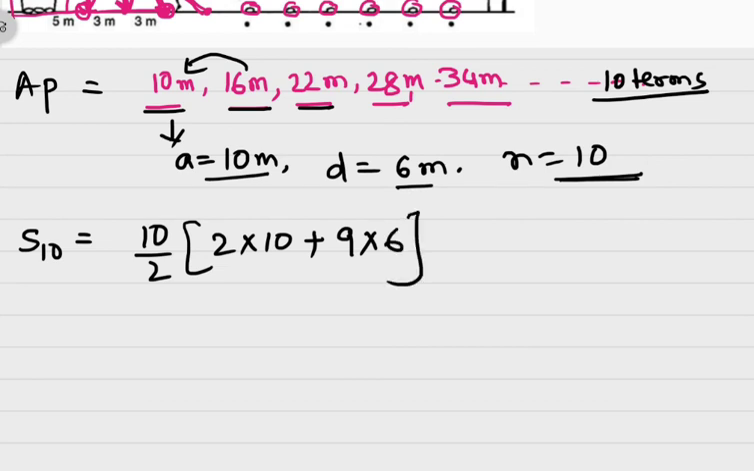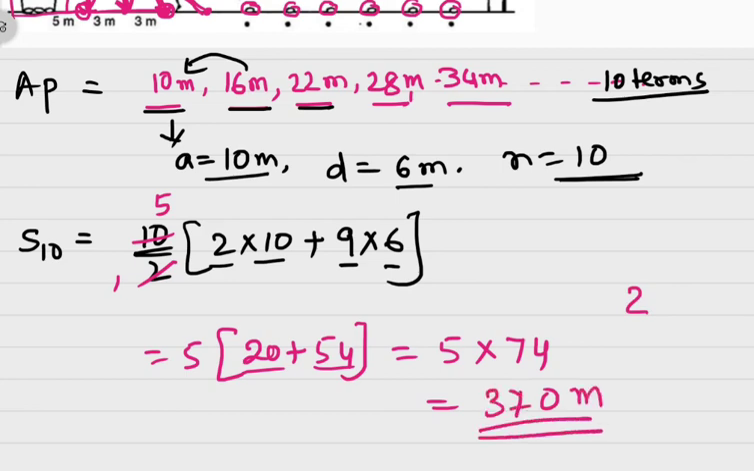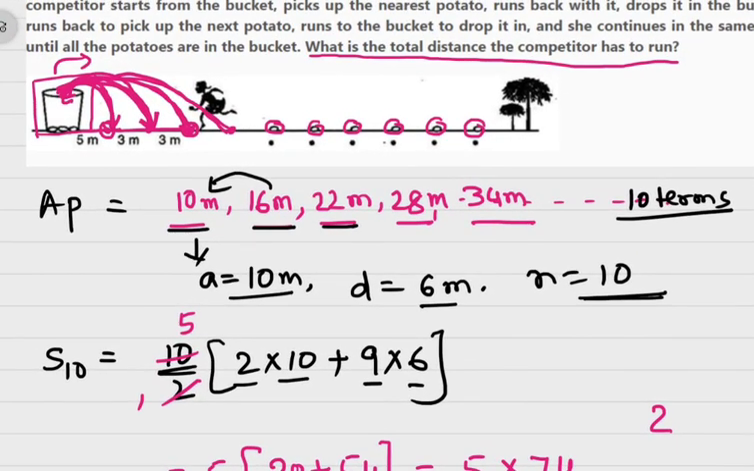Now see here, n by 2 into 2a plus n minus 1 into d. So what are you going to get? 2 ones are 2 and 2 fives are 10, so here 5. Then in the bracket, 2 tens are 20 plus 9 sixes are 54. So this will become 5 into 74. 5 times 74: 4 fives are 20, 7 fives are 35, and 2 carried makes 37, so 370. It will come in meters because we are calculating the distance which is given in meters. So children, the final answer here is 370 meters.